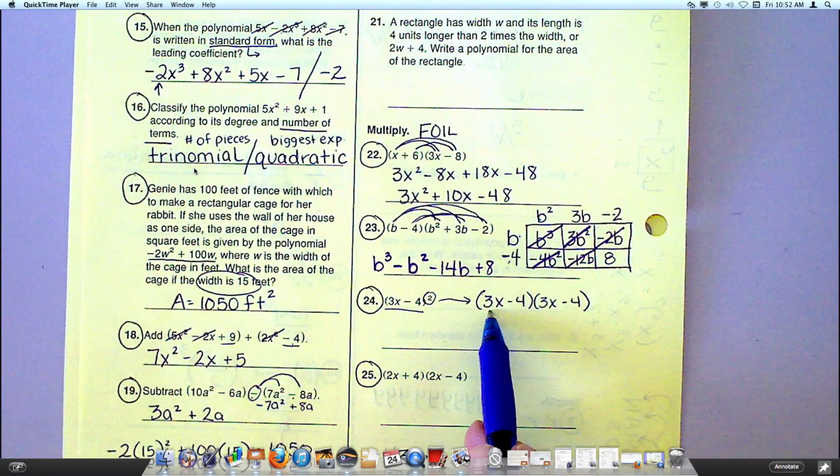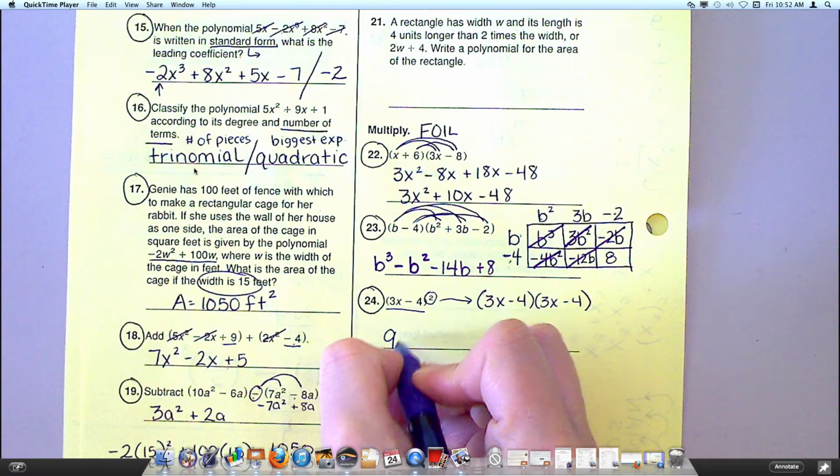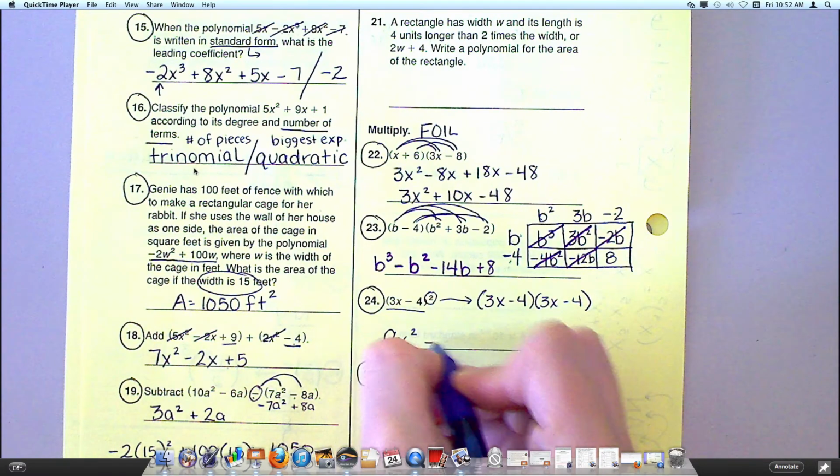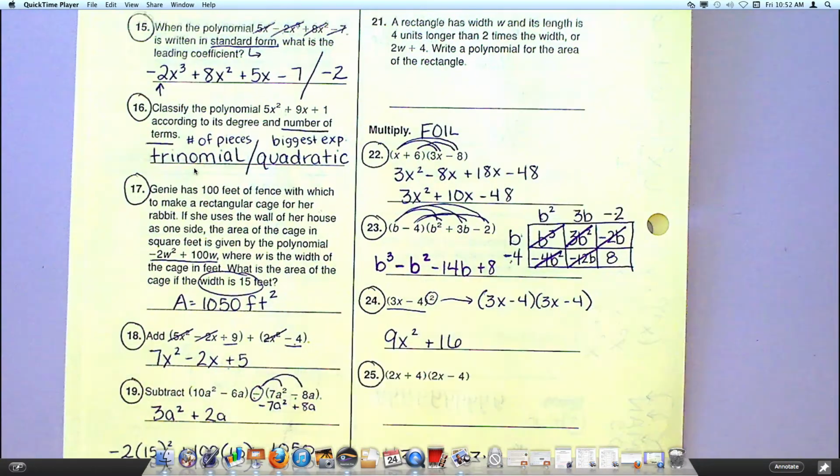Okay. What do we get? Somebody volunteer their answer. Maddie, go for it. 9x squared minus 16. Do we agree? It's negative plus 16. Okay. Somebody else, what'd you get? Megan, what'd you get? Okay, 9x squared plus 16.